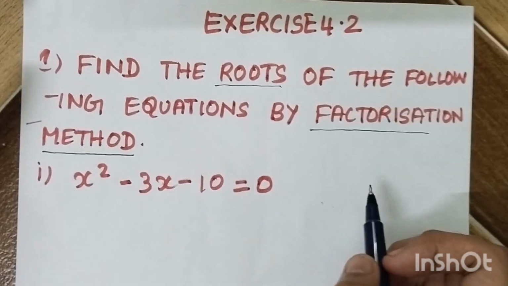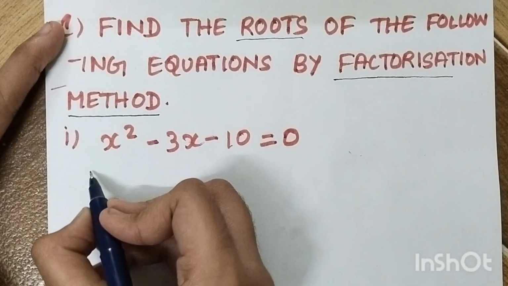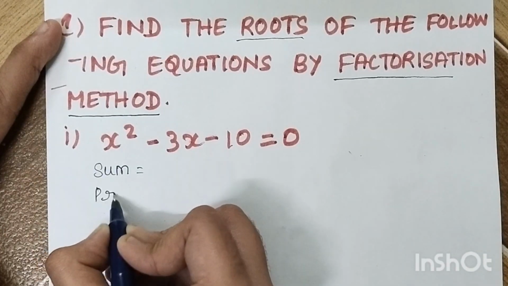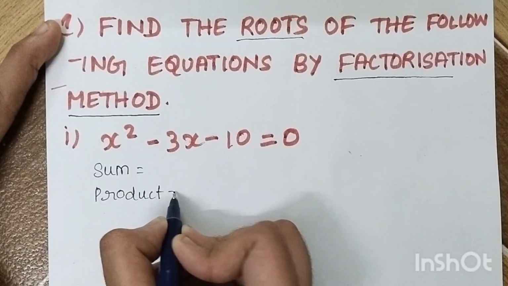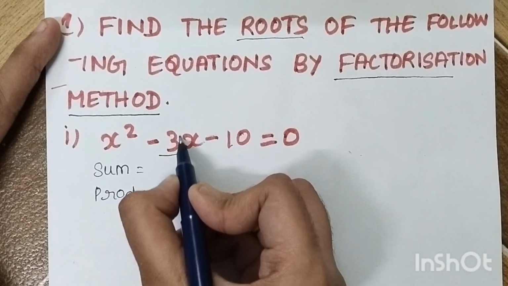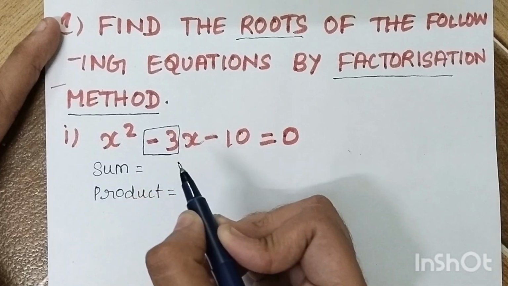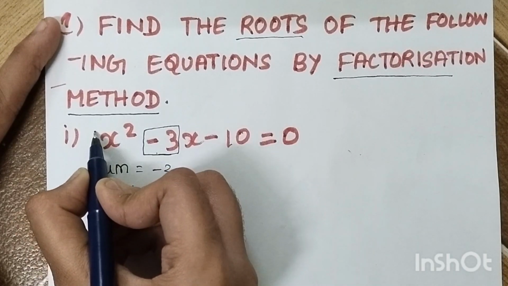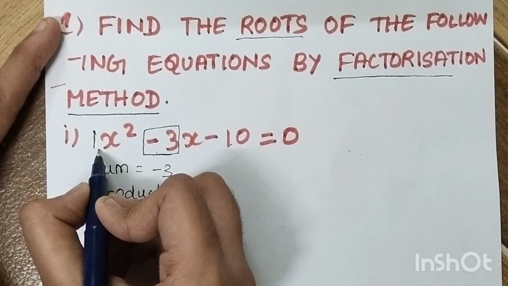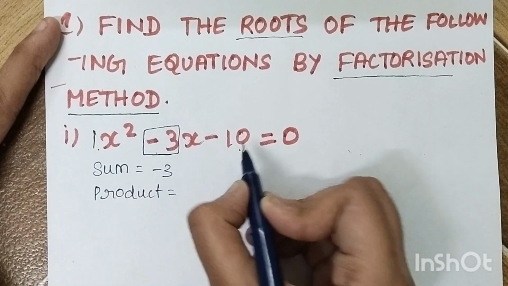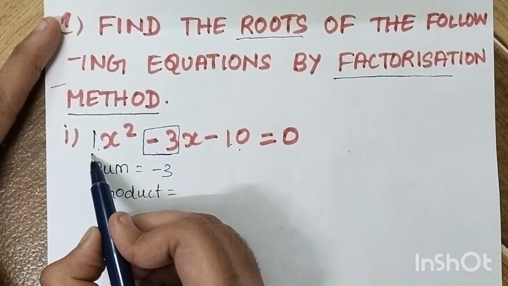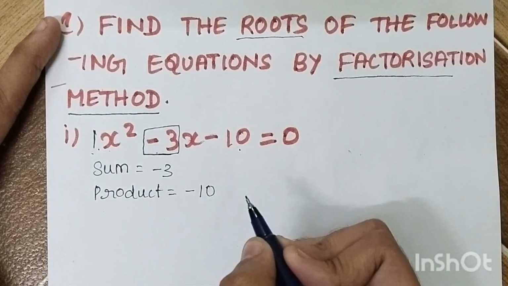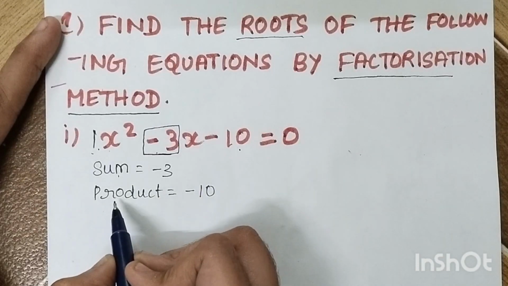So first we have to write two pieces of information. One is sum, another one is product. Okay, so sum is nothing but our middle term. So with the sign we have to calculate. So sum is minus 3. Whereas product, here you have to multiply the coefficient of x square term and the constant. Okay, so the coefficient of x square term is 1 and the constant is minus 10. So your product is minus 10.